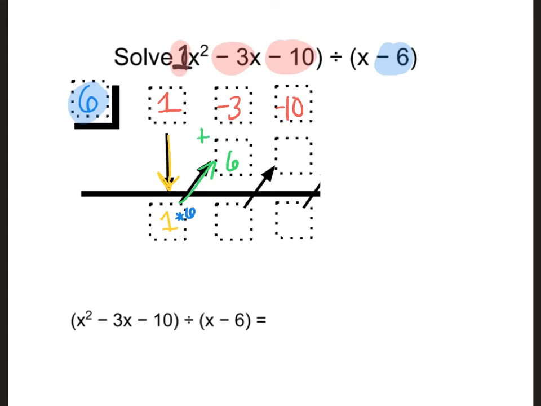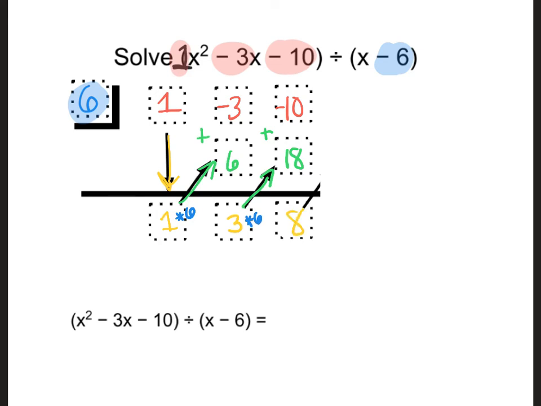We're going to add these. Negative 3 plus 6 would give me a positive 3. We're going to multiply by the number in the house again. So times 6. 3 times 6 gives me 18. We're going to add again. Negative 10 plus 18 gives me a positive 8.